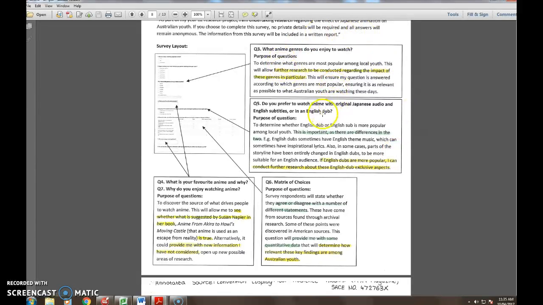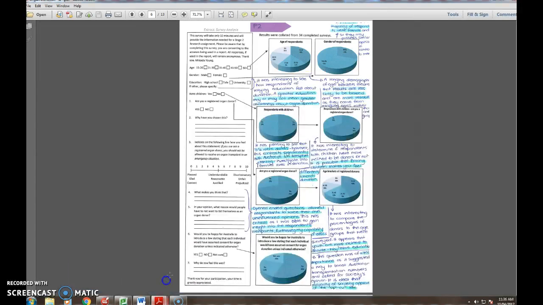So what's the purpose behind asking this particular question? And you'll notice down here, for example, this question, what is your favourite anime and why? And why do you enjoy watching anime? The purpose of this one is going to allow them to see whether what is suggested by a particular book or a source that they've come across is true. Alternatively, it could provide me with new information that I've not considered. So that demonstrates that this student has really thought about the purpose behind the survey that they are producing.